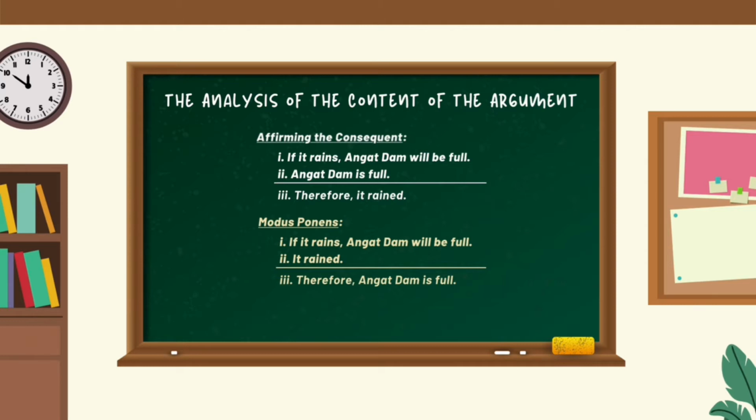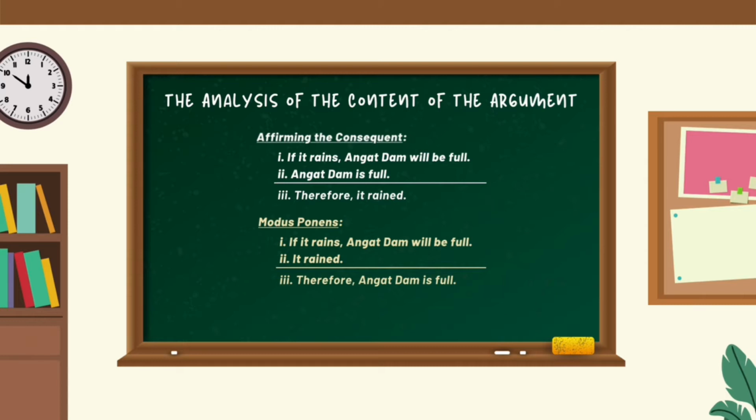Sa first argument ang sabi, if it rains, ang dam will be full. Ang dam is full, therefore it rained. Samantalang sa second argument, if it rains, ang dam will be full. It rained, therefore ang dam is full. Dito kahit na invalid yung form ng first statement sa language games ng formal logicians, we can affirm na true yung conclusion ng argument alinsunod sa nilalamang detalye ng premises nito.